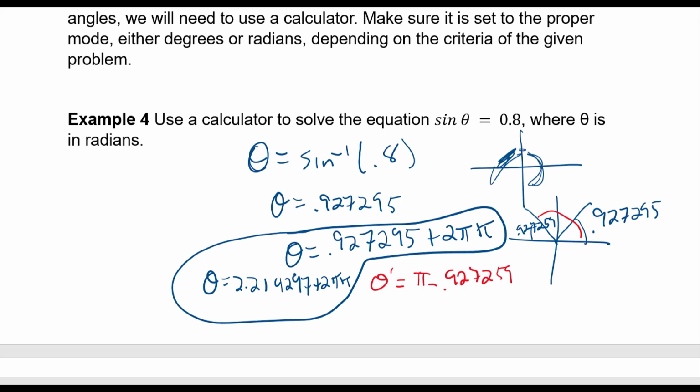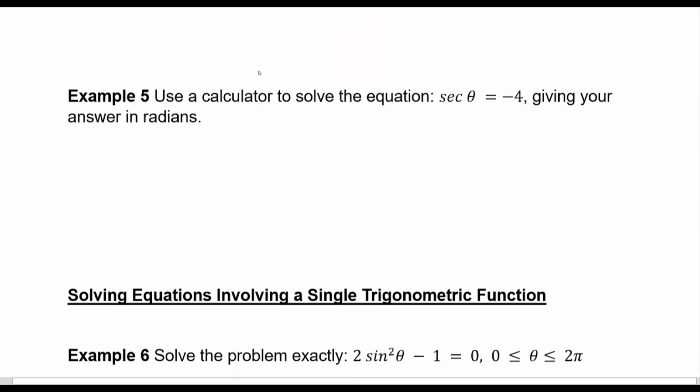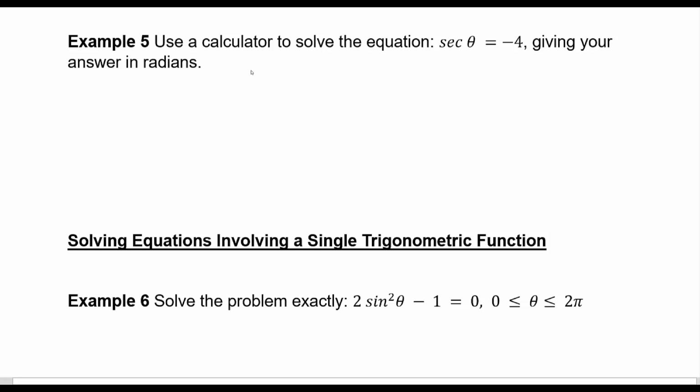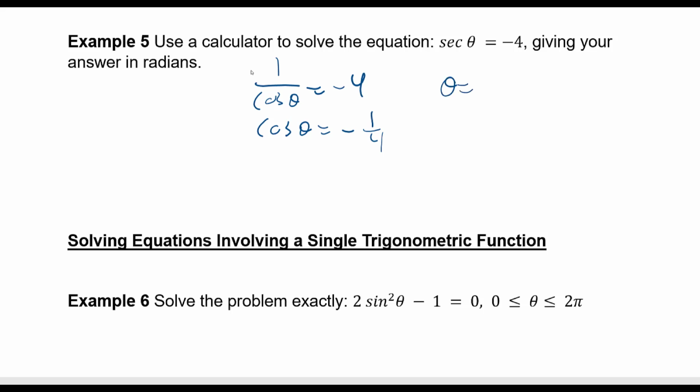Okay, let's go on to example 5. Use a calculator to solve the equation secant theta is -4, giving your answer in radians. So here, remember secant is 1 over cosine theta. So if 1 over cosine is -4, cosine of theta is -1/4. So we would do theta is cosine inverse of -1/4.